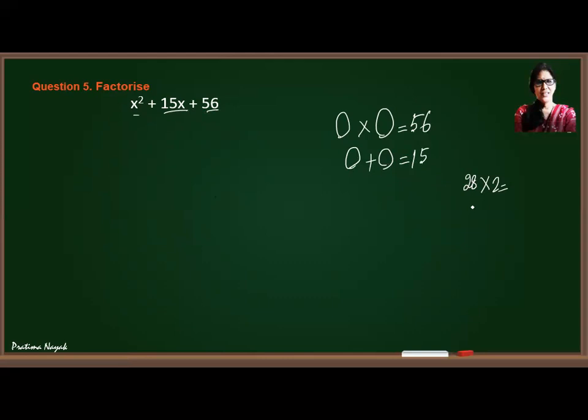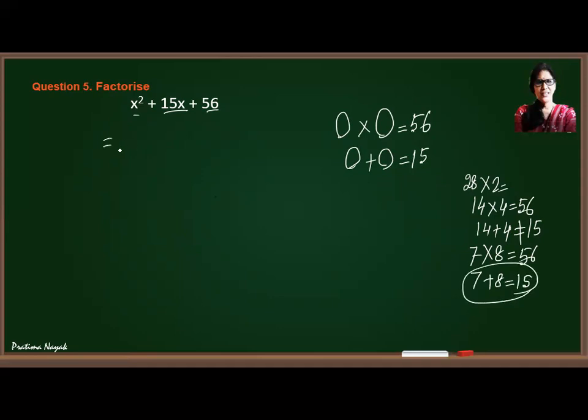Then you will get 14 into 4. 14 into 4, 56. But 14 plus 4 is not equal to 15. Next is 7 into 8. 7 into 8, 56. 7 plus 8, 15. So this is the correct answer.